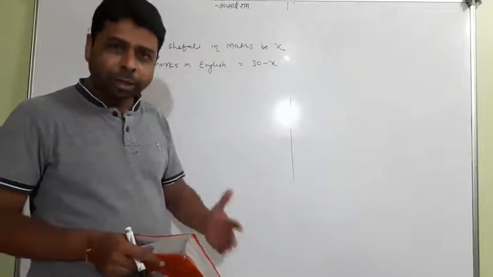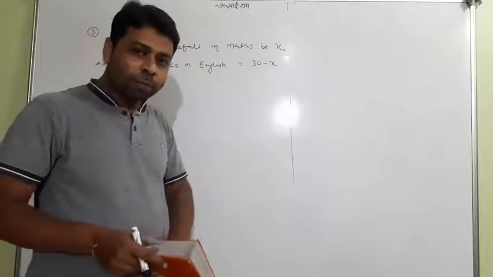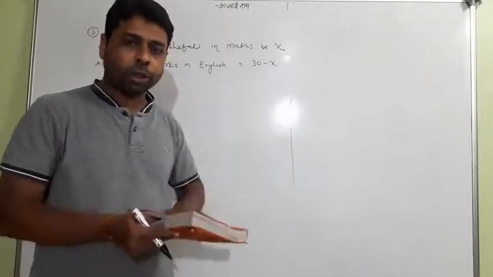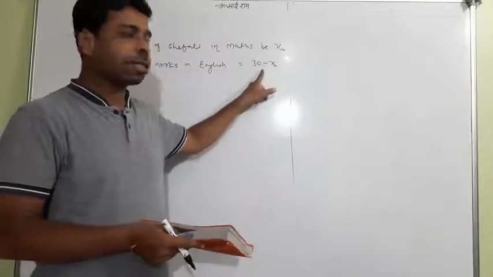Till the possibility, I will take only one variable. When I am unable to take one variable, I will take two variables. We have a sum question in this book where I will take two variables, but this time I am taking one variable. First is X and second is 30 minus X.